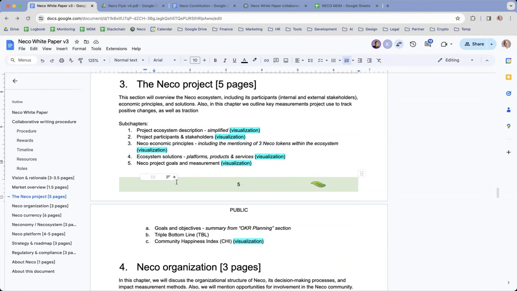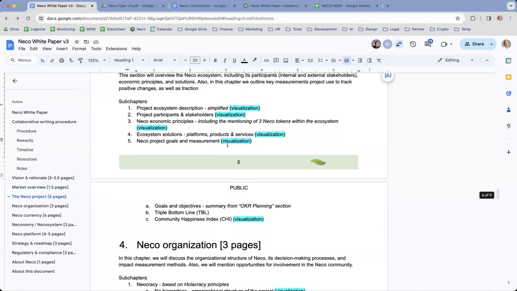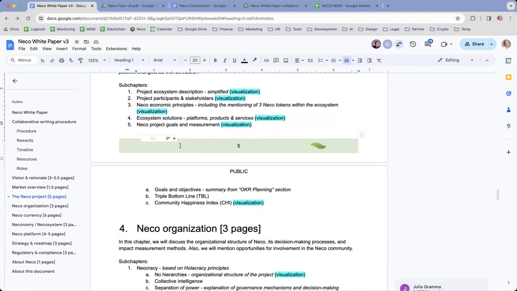So next chapter, Neco project. In this chapter, which is 5 pages, we're going to talk about the project. We're going to talk about the entire project ecosystem, the participants and stakeholders, the economic principles, the solutions like the platform, our products and services, and our goals and how we measure our goals.